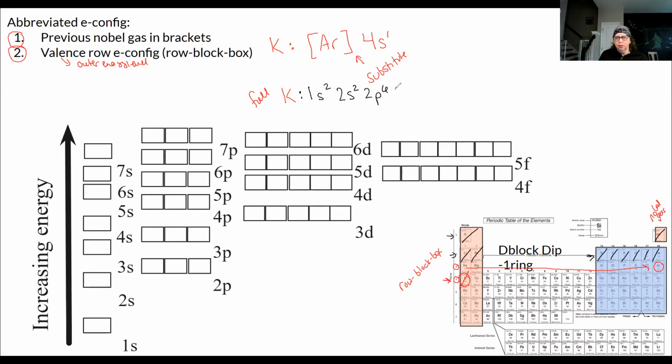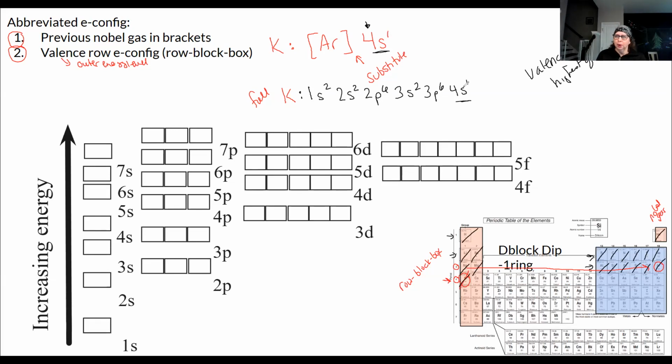2p6. Row 3. S area. 1, 2. Row 3. P area. 1, 2, 3, 4, 5, 6. 3p6. Row 4, S1. Look at that. These are the valence layers. Okay, that is the highest quantum. Okay, only the 4 will count for potassium. Only the 4 will count for calcium, scandium, titanium, vanadium, all the way through to krypton. Their valence is only the quantum number of 4 when you have that coefficient of 4.